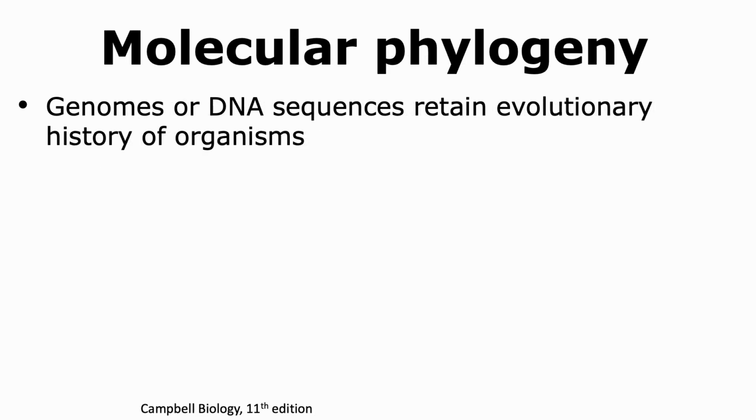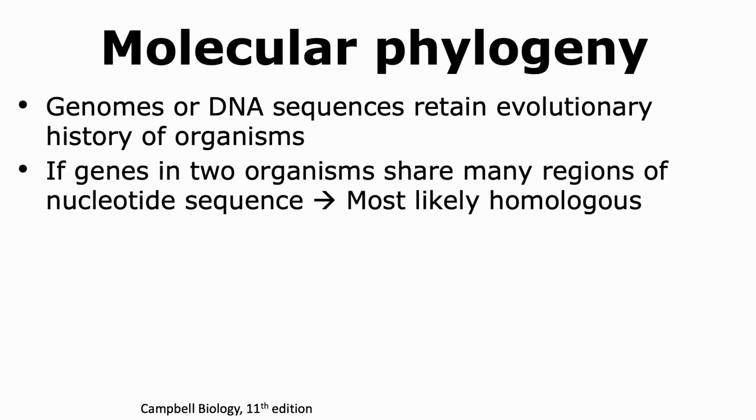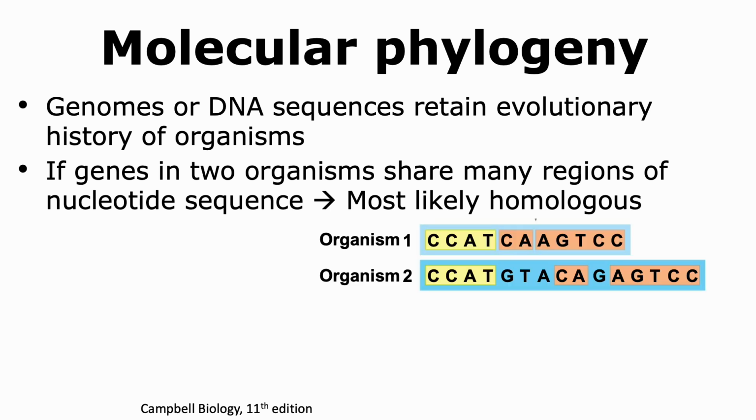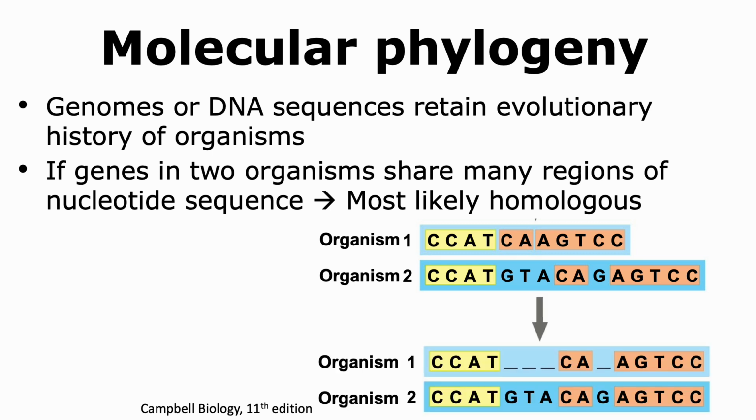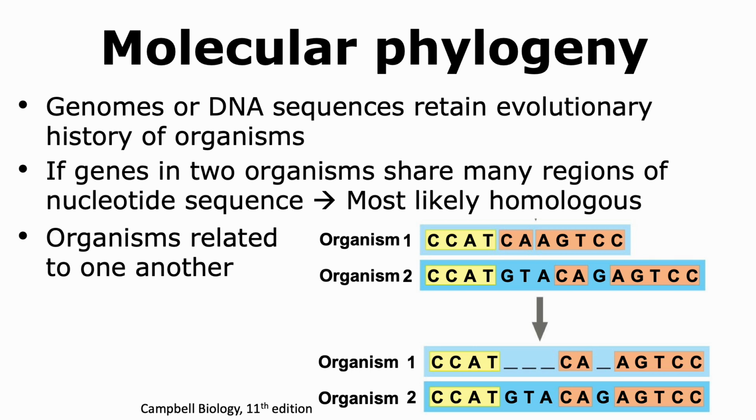Since genomes or DNA sequences are inherited from ancestors, scientists widely accept that genomes retain the evolutionary history of organisms. So, if we take the genes present in 2 organisms and try to align them to see how similar they are, and if they do share many regions in their nucleotide sequence, as shown in this figure, then these 2 genes are most likely homologous. And hence, we can conclude that the organisms are most likely related to one another. This is the basis of molecular phylogeny.